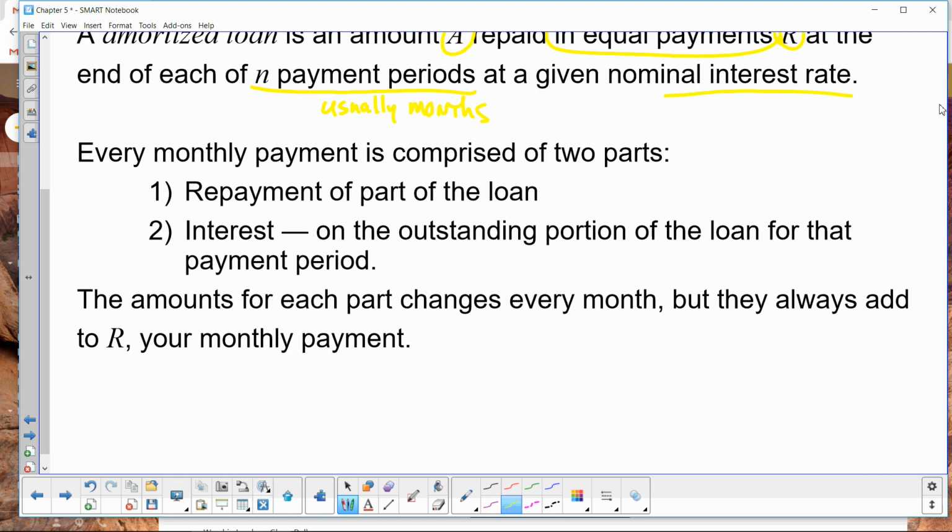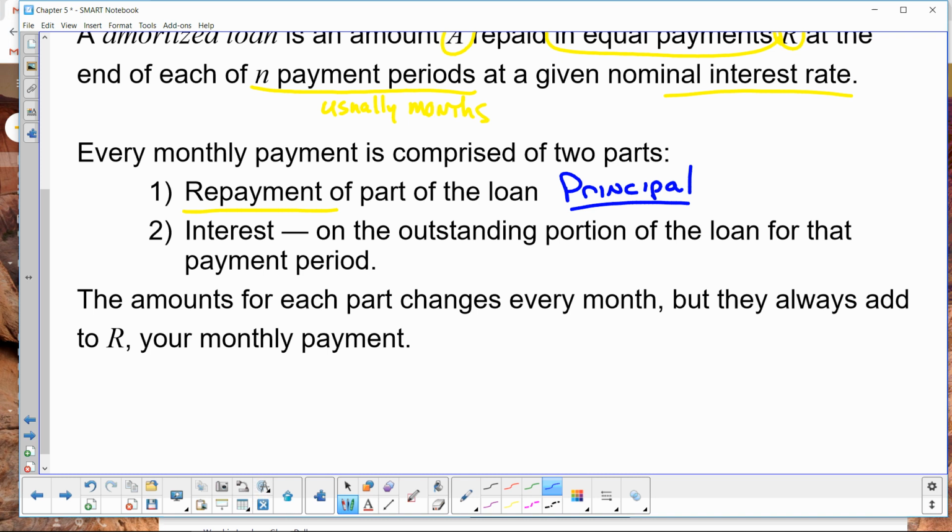Every monthly payment in an amortization has two parts. One part goes toward the repayment of the loan, right? And so there you are paying back principal. And that is what you borrowed, the principal. Principal can be what you start with in an investment, but it can also be what you borrow. That is sometimes referred to as the principal of the loan.